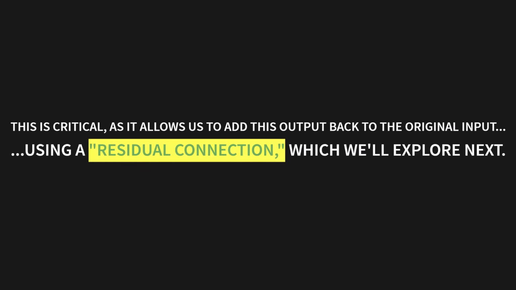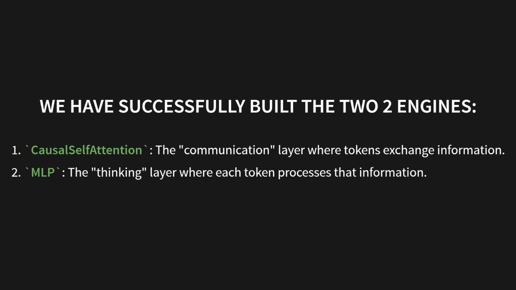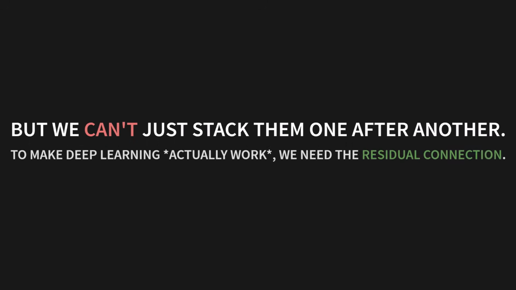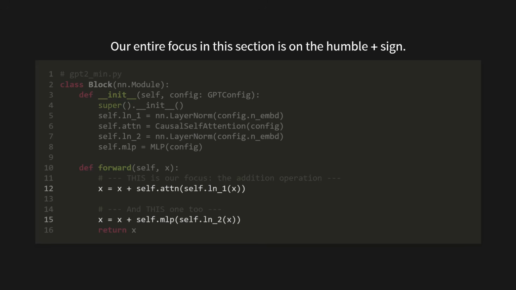So, let's recap. We have now built both major components of our transformer block. We have causal self-attention for communication and the MLP for thinking. Now, we need to assemble them. We need to put them together into a robust, repeatable block. But we can't just stack them one after another. To make deep learning actually work, we need a special ingredient. We need the residual connection. Our entire focus in this section is on the humble plus sign.